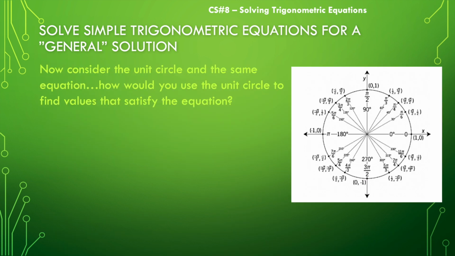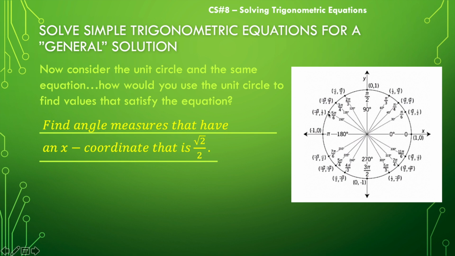Let's think about the unit circle with the same equation: cosine of x is equal to square root of 2 over 2. How would you use the unit circle to find the values that satisfy this? If we know the cosine of x on the unit circle are the x coordinates, all we're looking for are the angle measures that have an x coordinate that is the square root of 2 over 2. So here's one at pi over 4. And then we are not going to see it again until 7 pi over 4.